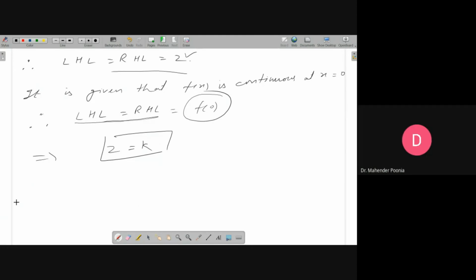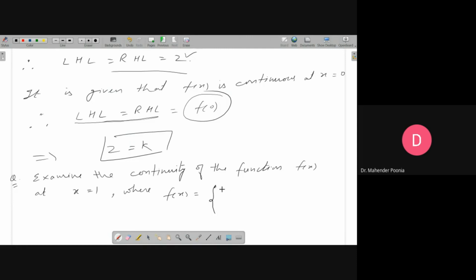So the next question: examine the continuity of the function f(x) at x is equal to 1, where f(x) is equal to 5x minus 4 when x is greater than 0 and less than 1, and f(x) is equal to 4x square minus 3x when x is greater than or equal to 1 and less than 2.